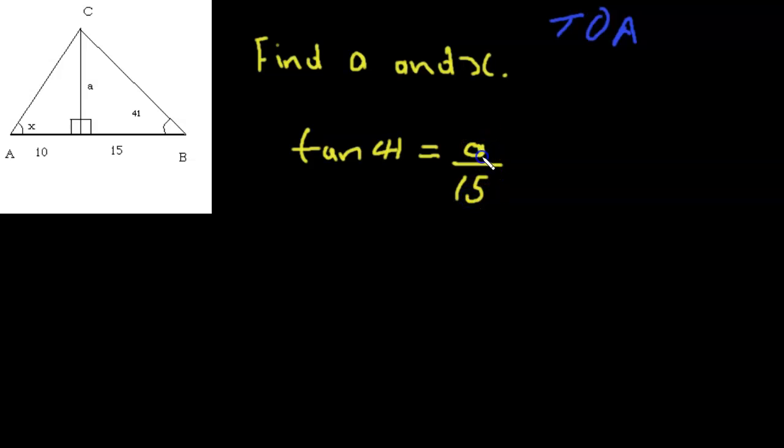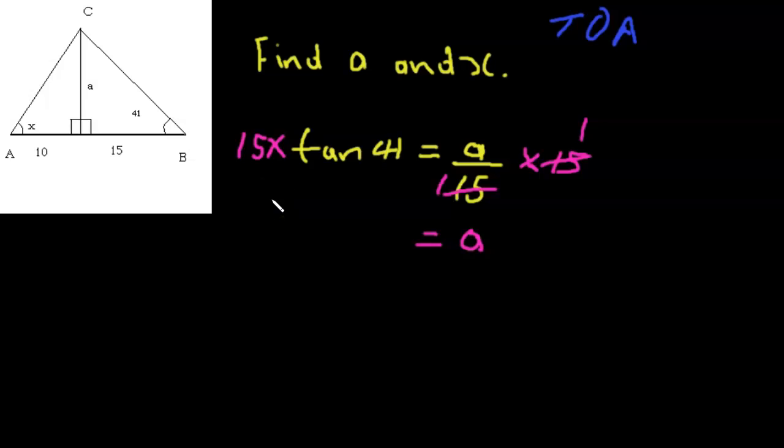And therefore, to get the value of A, we need to get rid of this 15, so we can multiply both sides by 15. So times this side by 15, and times the other side by 15. What will happen is that 15 into itself is 1 times. So we have 1A, or just A, over here. And then we have 15 times tan 41.